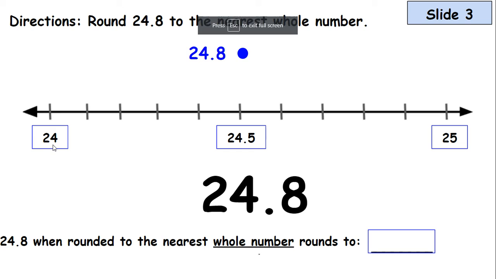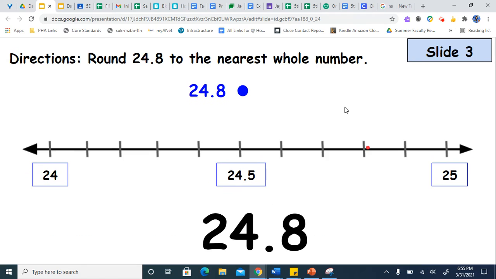Now that we have our starting, midpoint, and ending point on our number line, we can plot 24 and 8 tenths. Since we're rounding to the nearest whole number, or the ones place, we know that each of these tick marks is going to represent 1/10, since the tenth is to the right of the ones place. So here we have 24, 24 and 1/10, 24 and 2/10, 24 and 3/10, 24 and 4/10, 24 and 5/10, 24 and 6/10, 24 and 7/10, 24 and 8/10. And a plotted point right here.